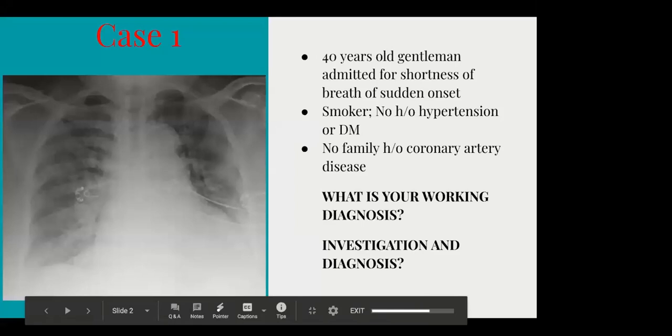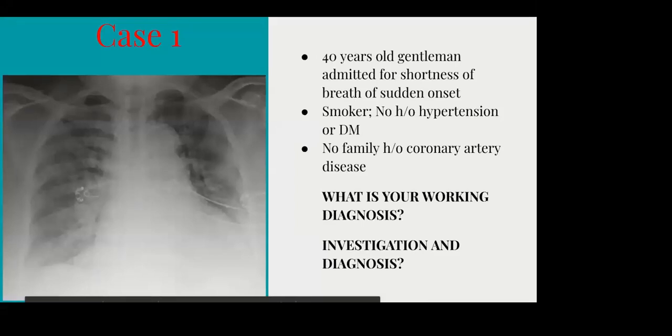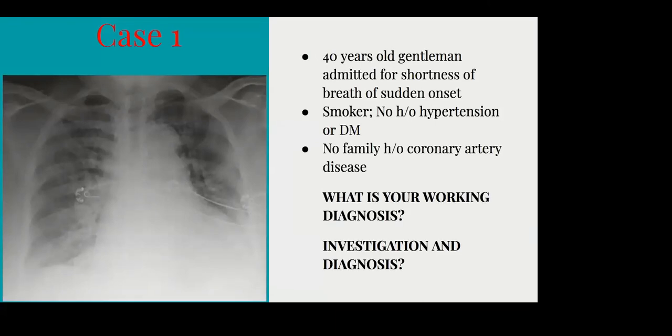So this 40-year-old gentleman was admitted for shortness of breath of sudden onset. He is a smoker but no history of hypertension or diabetes and no family history of coronary artery disease. Now from this chest x-ray alone, what is your working diagnosis? And from there, where do you take the investigation to confirm your diagnosis? Anyone?